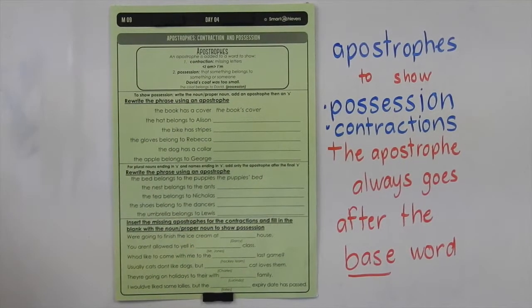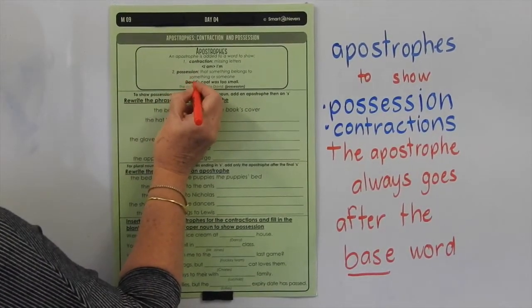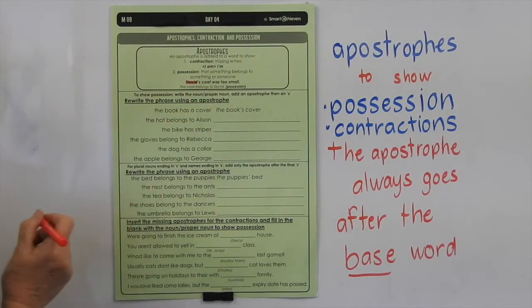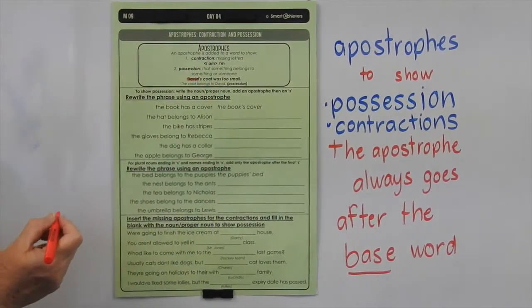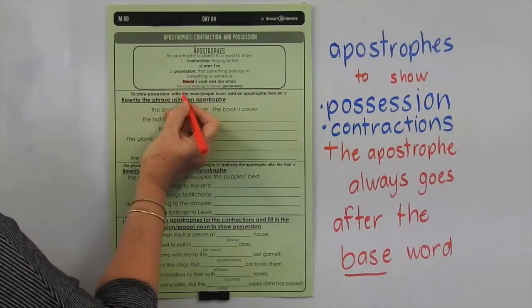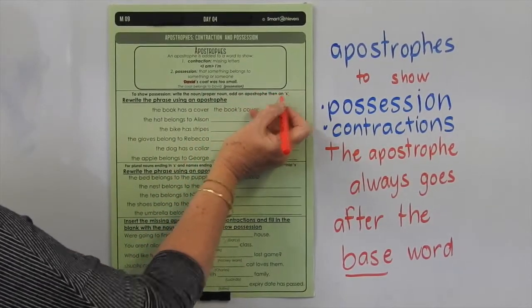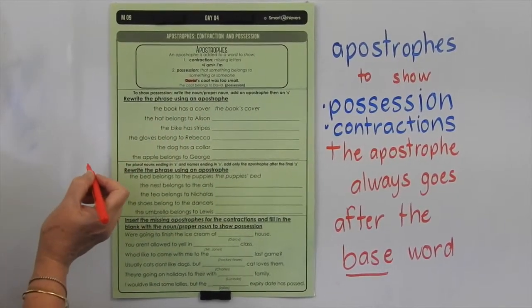So there, the base word is David, and with possessive apostrophes, the apostrophe always goes after the base word. So there's only one David, so David is the base word. To show possession, write in the noun or proper noun, add an apostrophe, then an S. So rewrite the phrase using an apostrophe.